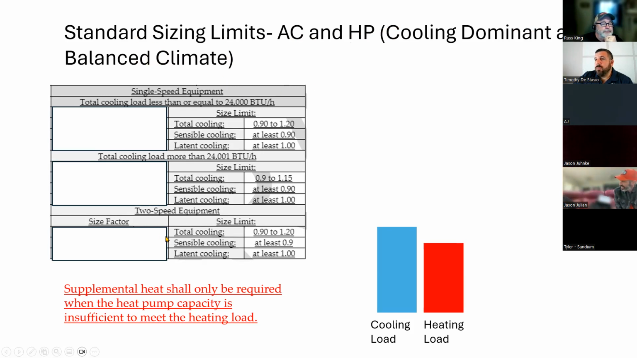And so they give you some rules here. For example, if you have single speed equipment, if your load is less than 24,000 BTUs, then you use those rules. If you're over 24,000, use those rules. And if you have two-speed units, then you use those rules.